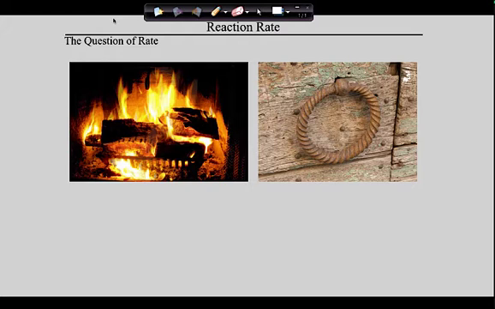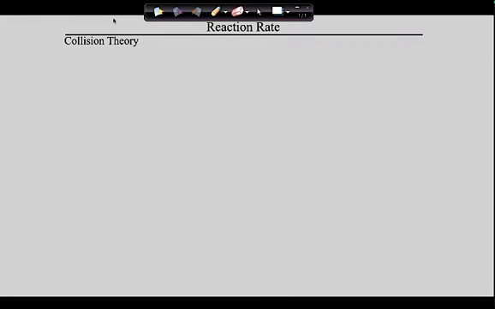So guys, why does this go so fast and this go so slow? That's how we're going to end today. So guys, in order to answer that question, and this is where you need to start taking notes again, we need to talk about what is called the collision theory of chemical reactions.